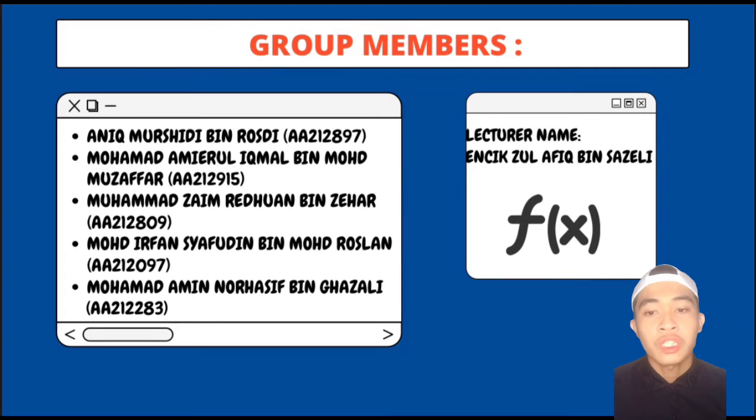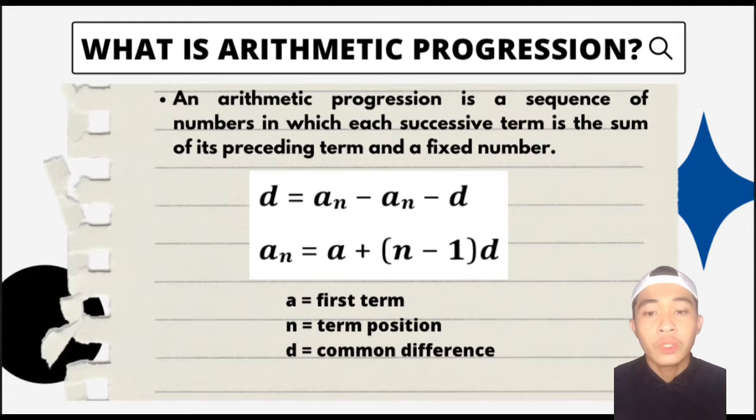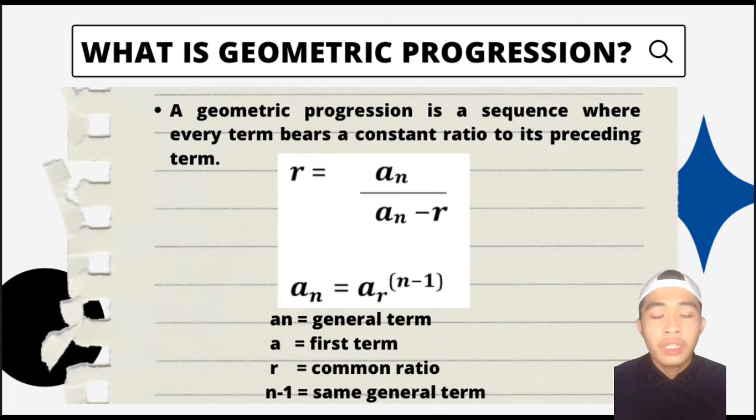Today I will present about arithmetic and geometric progression. What is arithmetic progression? Arithmetic progression is a sequence of numbers in which its successive term is the sum of its preceding term and a fixed number. And what is geometric progression? Geometric progression is a sequence where every term bears a constant ratio to its preceding term.